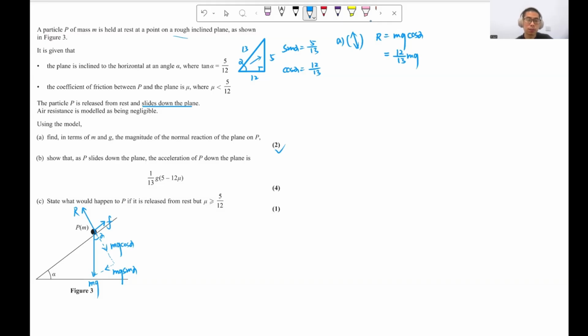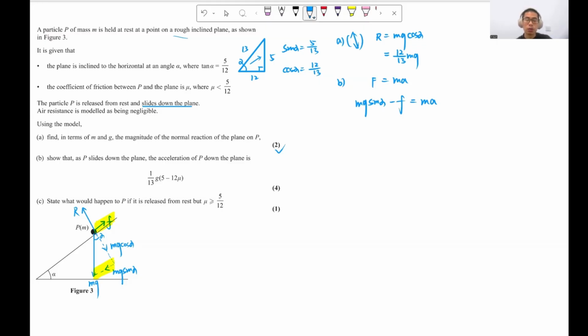Very simple, 2 marks. And then for part B, show that as P slides down the plane, the acceleration of P down the plane is equal to 1/13 g times (5 minus 12 mu). So as long as the particle moves, we can just use F equals ma. F is the resultant force since the particle goes down the plane. So the force going down is mg sine alpha, which is this one. And then the force going up would be the friction. So minus friction is equal to mass times acceleration.